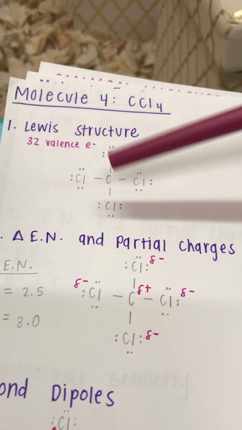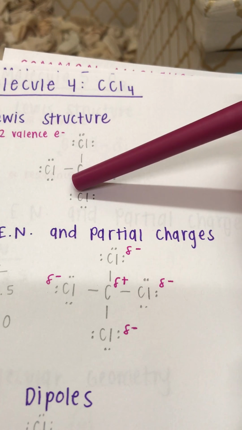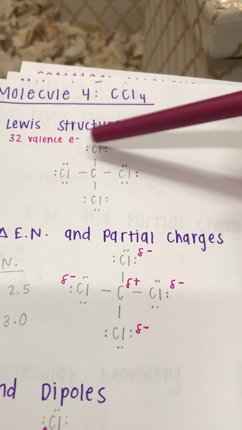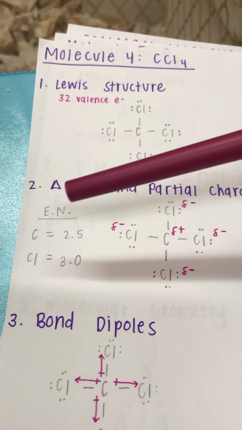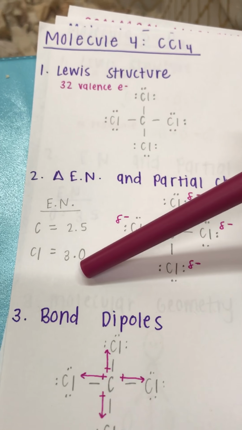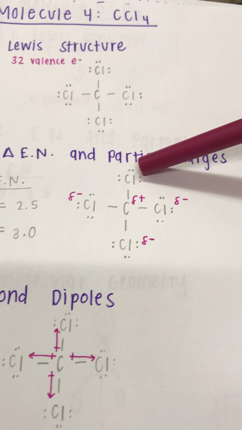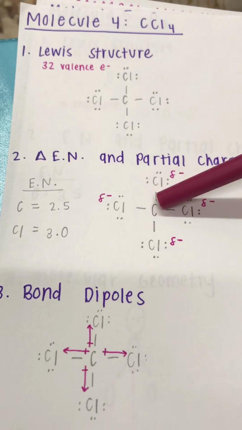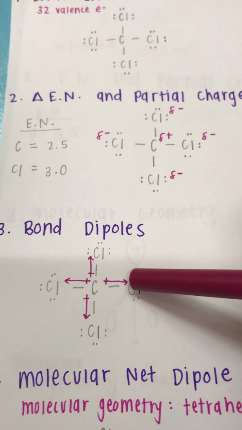Your fourth molecule is CCl4, 32 valence electrons. So the carbon gets your 4 bonds, and then each chlorine has 8 outer electrons with a full octet. Your electronegativity, so chlorine is going to be more electronegative, so it's going to have the partial negatives, all 4 of them with the partial positive carbon in the center. Then you draw your bond dipoles like this.